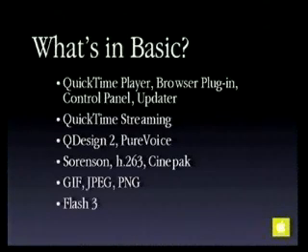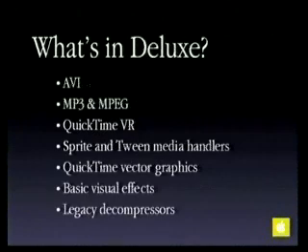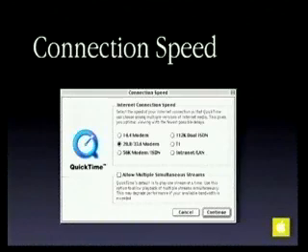How did we choose what's in Basic? We chose content that was great for streaming on the internet. We chose things that are very commonly used, like Cinepack. Deluxe adds a whole bunch more stuff. Support for MP3, QuickTime-VR, vector graphics, some effects, decompressors, sprites, all kinds of stuff. Deluxe actually isn't that huge a step up. It's maybe 600K right now, so it's actually not that big a download.